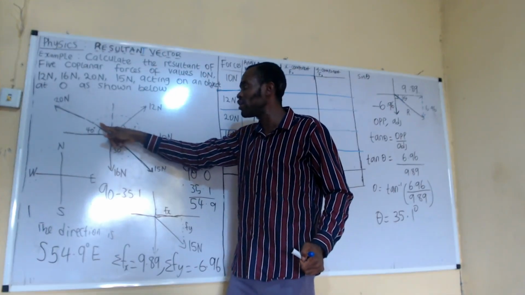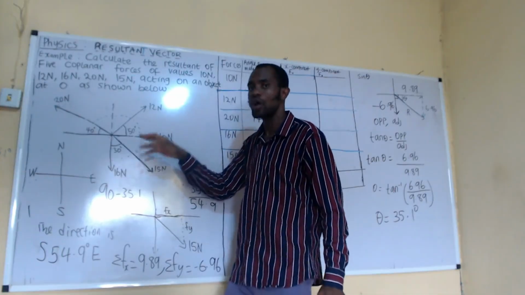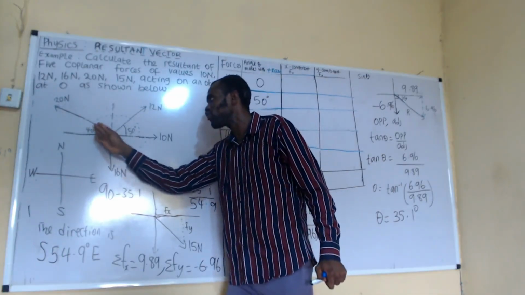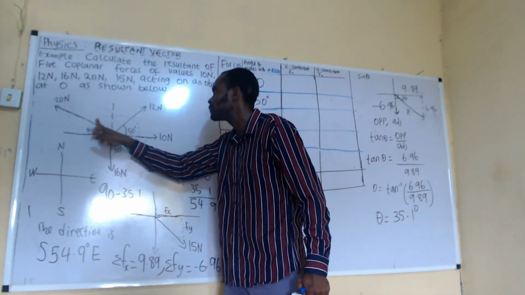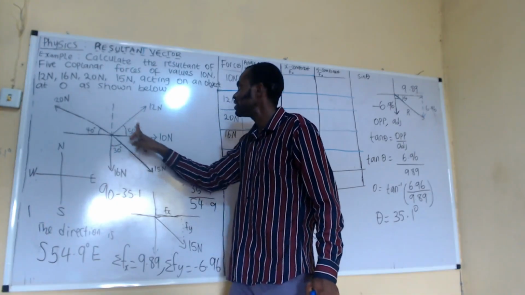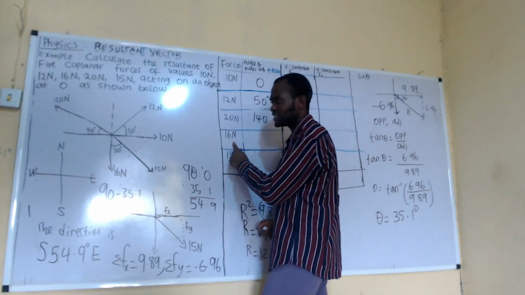You don't have the value of this angle. That's why we have to follow that procedure. We now say angle on a straight line is 180 minus 40, which will give us the leftover angle we are looking for, this part. So that is that. Now the next vector of force is 16 Newton.